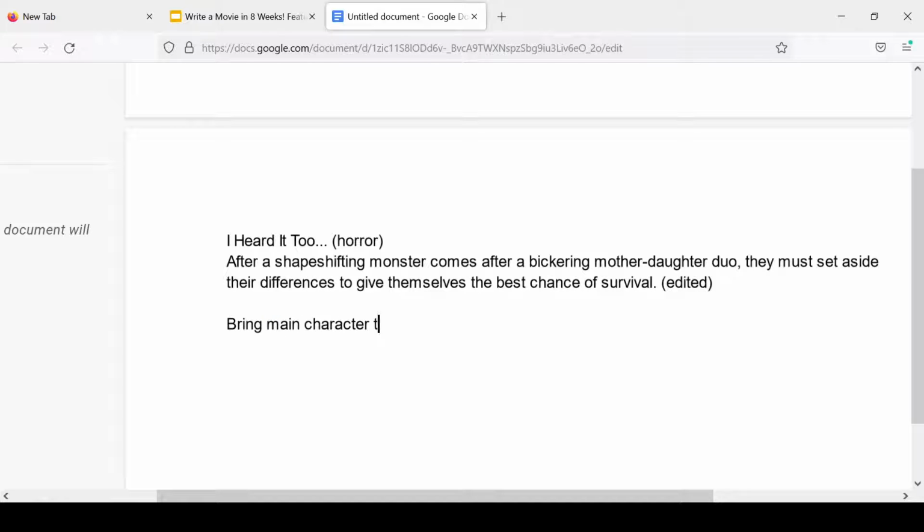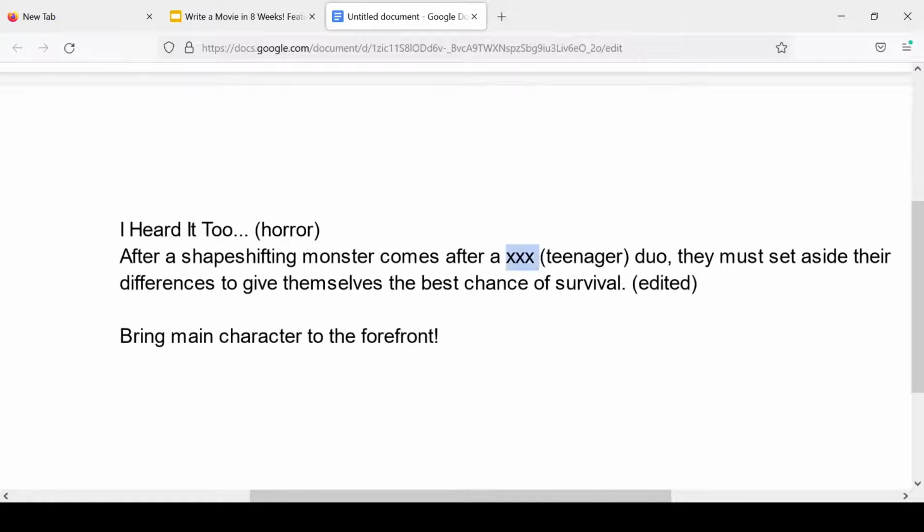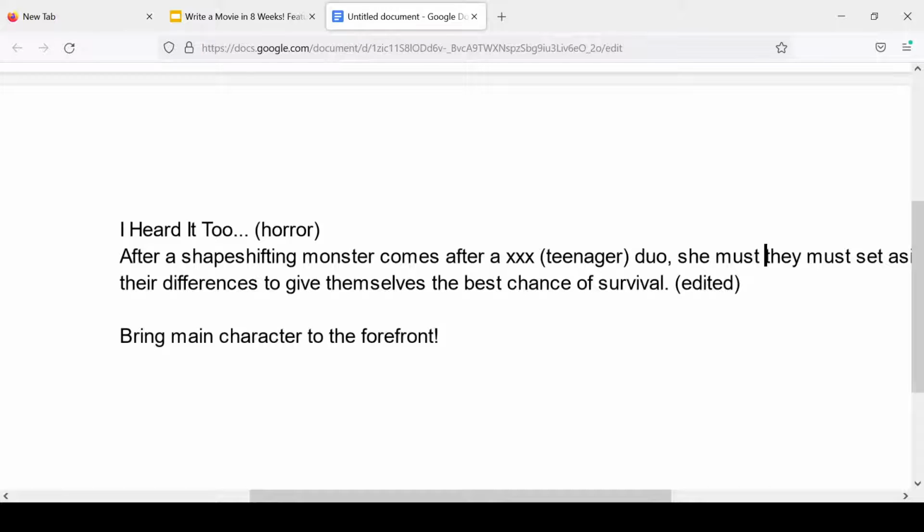So, a adjective, whatever, teenager, or was she a teenager? Or how old is the character? Yeah, she's a teenager. Okay, so find an adjective to describe that. After an XXX teenager, she must.